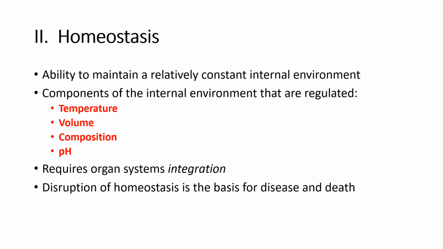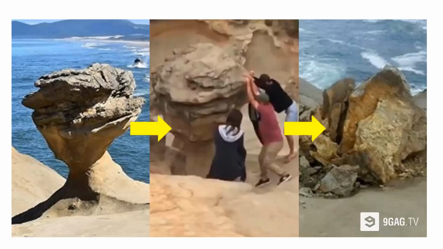So there are certain systems in our body that require different organs to play together, what we call systems integration. So the brain has to communicate to the heart, has to communicate to our blood vessels, et cetera, and keep things in a relatively constant state of balance. If we disrupt homeostasis, this is the initial basis for all disease processes and then eventually for death, okay? And we'll talk about several examples, but that is the main crux of understanding homeostasis.